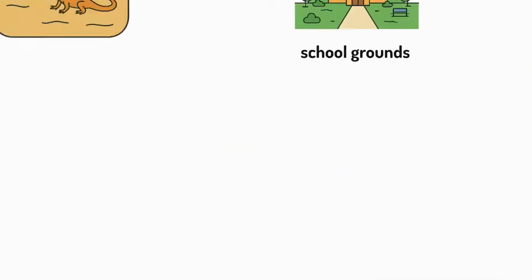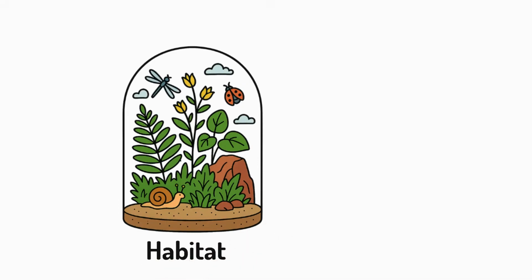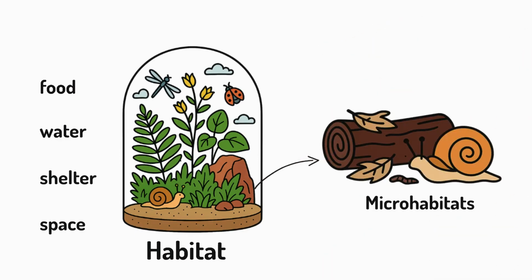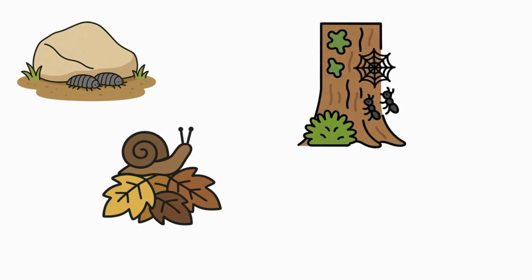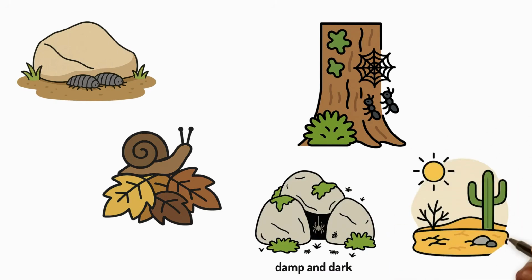A habitat is where a living thing lives and gets everything it needs: food, water, shelter, and space. A microhabitat is a small part of a bigger habitat, like the space under a rock, a pile of leaves, or a tree trunk. Each microhabitat has different conditions. Some are damp and dark, others are sunny and dry, and different creatures live in each one.